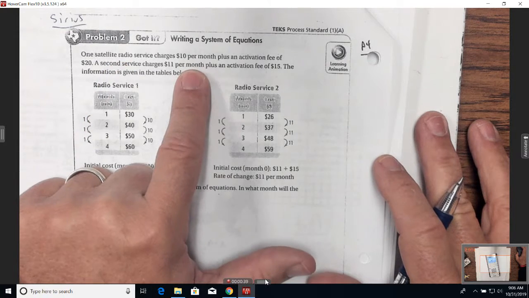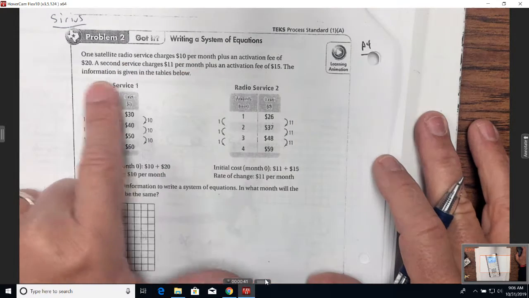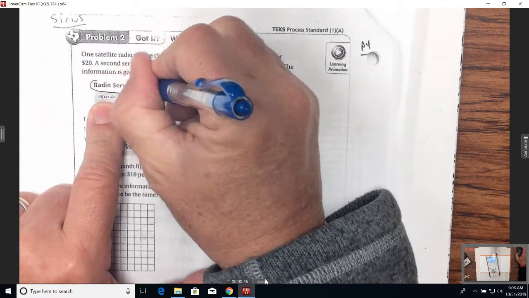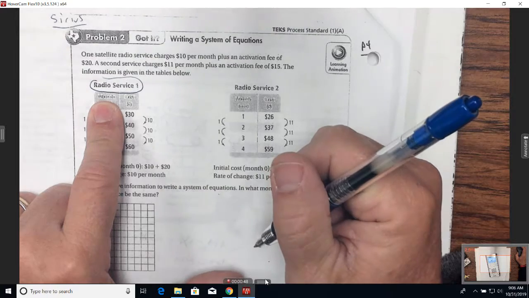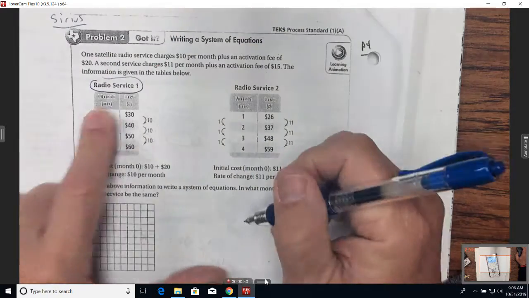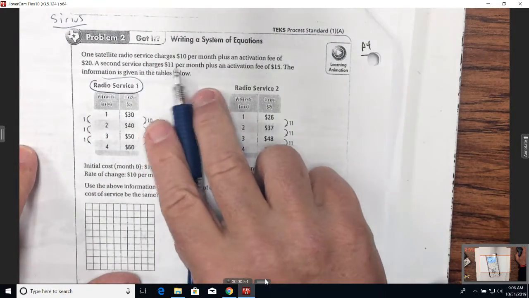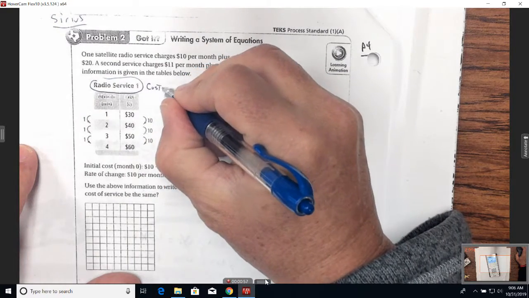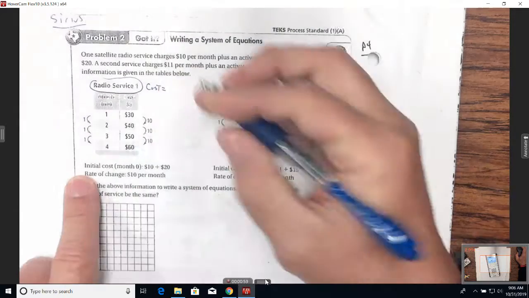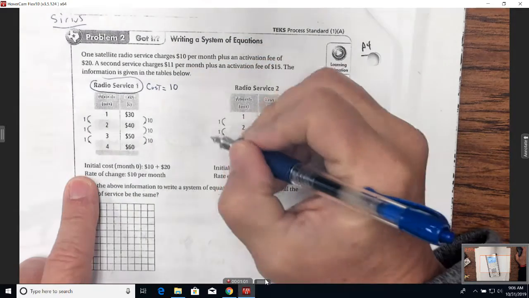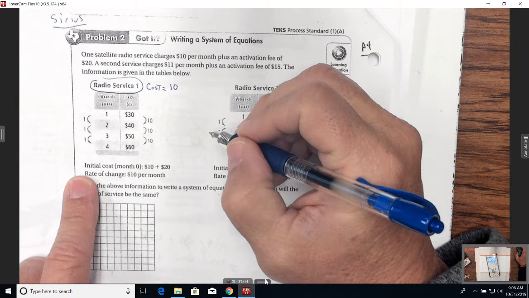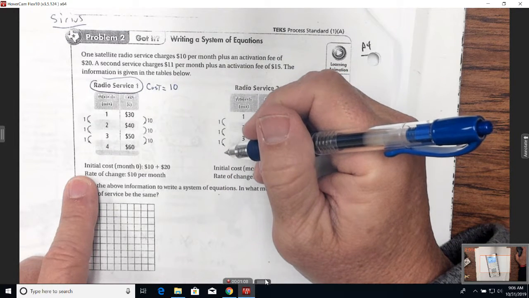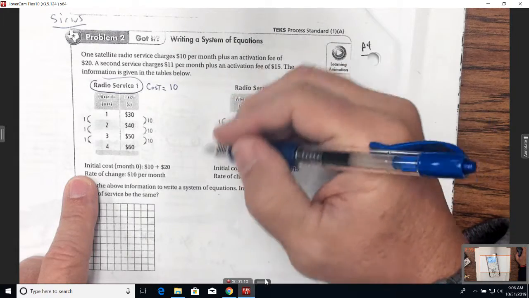So they're going to charge $10 per month, plus an activation fee of $20. That's radio service 1. Can you write a function rule for that? Well, just from that sentence, I should be able to write a function rule because it says it charges what? What are my costs? My cost for this service is equal to what? $10 for every month. So if I have it for 1 month, it's $10. 2 months is $20. Right? 3 months would be $30.